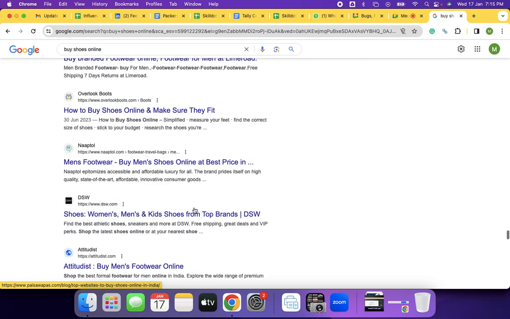But for now, what you have to remember is that if websites have to be placed at the top, they have to meet these three criteria: crawl frequency, CTR, and engagement. If they are good at these three metrics, bots will, Google will place your website at the top.